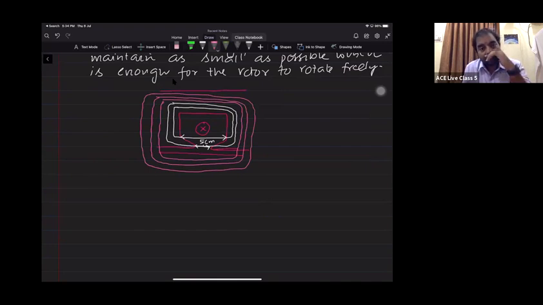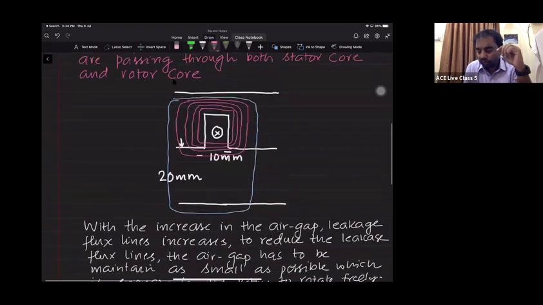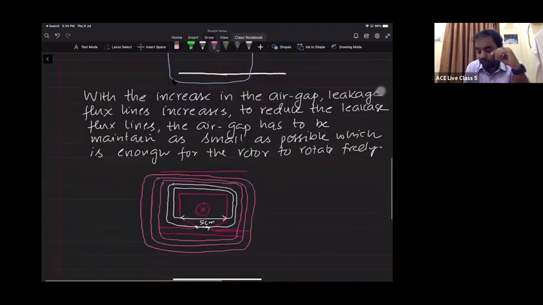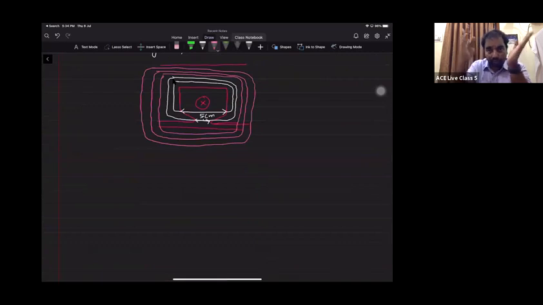What is the definition of leakages? The flux lines which are completing the path either with the stator core or the rotor core. You can see in the previous case how many flux lines are completing the path. If I'm talking about only one flux line there, but here, when the slots are partially closed with the same area, you can see two flux lines are completing within the stator.